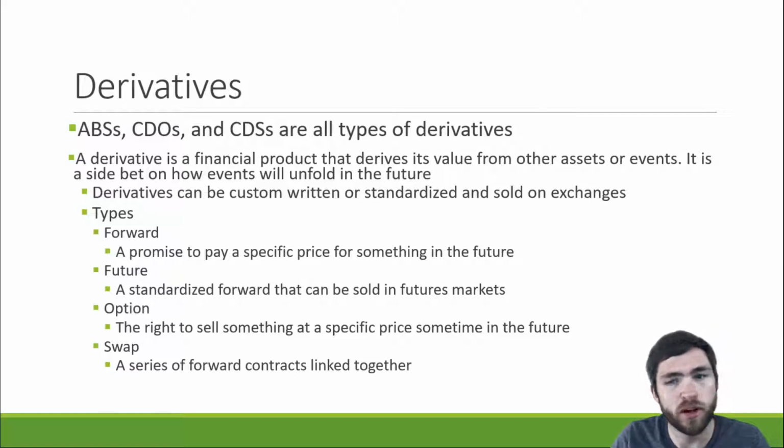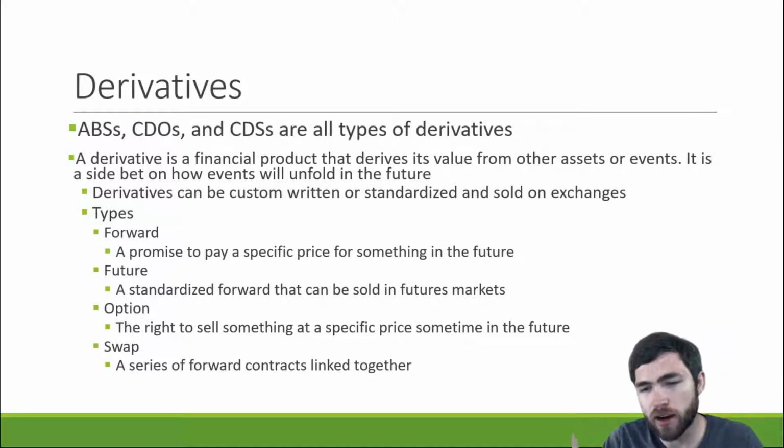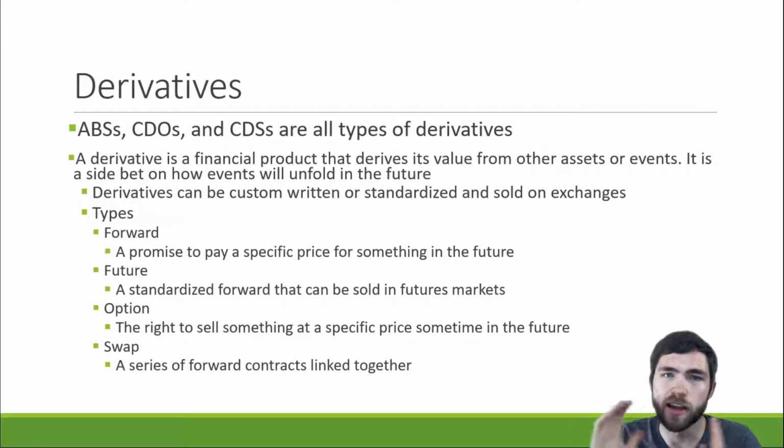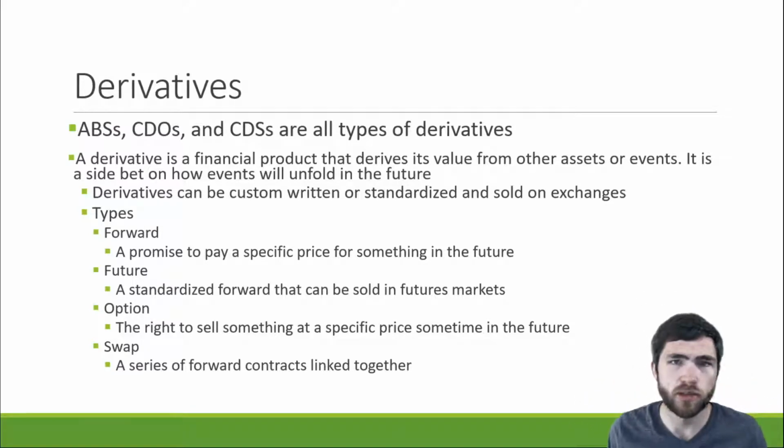It's not super important that you know each of these, but a forward is a promise to pay a specific price for something in the future as a buyer. A future is a standardized forward that can be sold in futures markets, so it's basically a standard contract that everyone understands. An option is a right to sell something at a specific price sometime in the future, so it's kind of the opposite of a forward. A forward is something that you do as a buyer. An option is something you do as a seller. A swap is just a series of forward contracts all linked together, unfolding through time. But they can get a lot stranger than just these sorts of things.